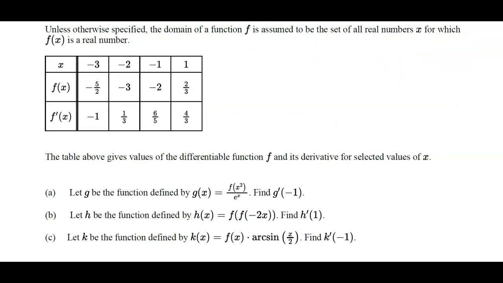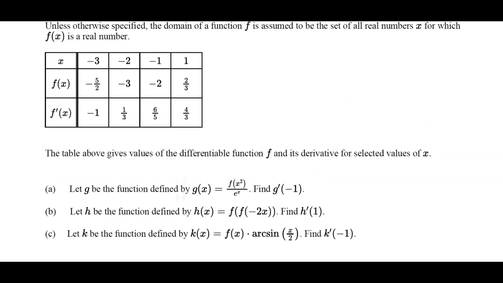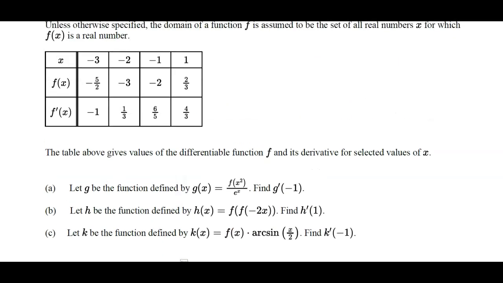All right, let's do one more here, part C. I think there's only one more. Let me see. Is there a D? Nope, there's only a C. All right, one more question. Here we go. Let k be this function here. And we want to find k prime of -1.